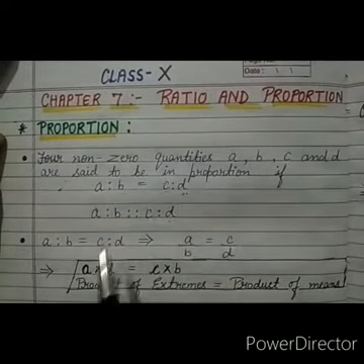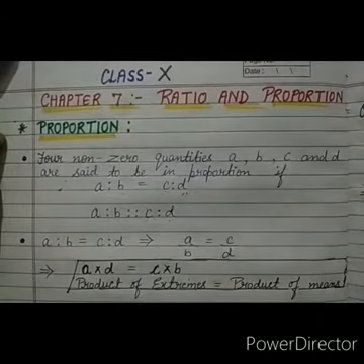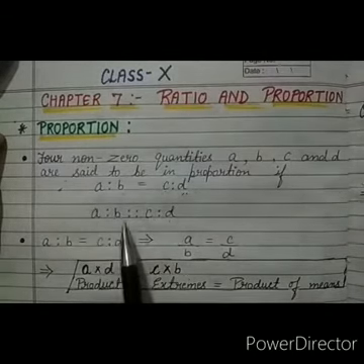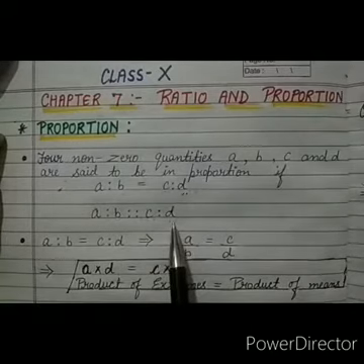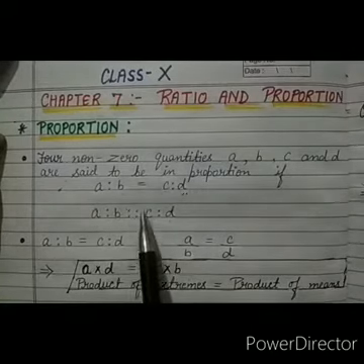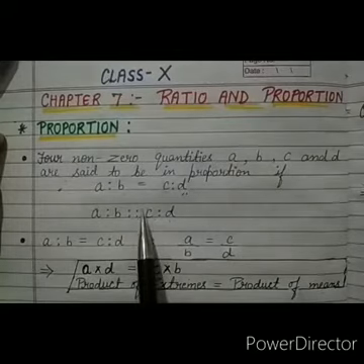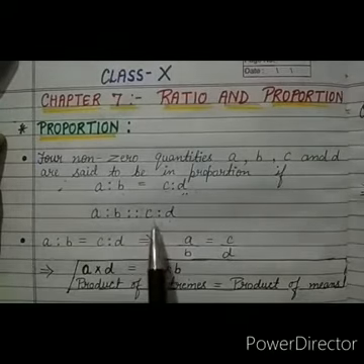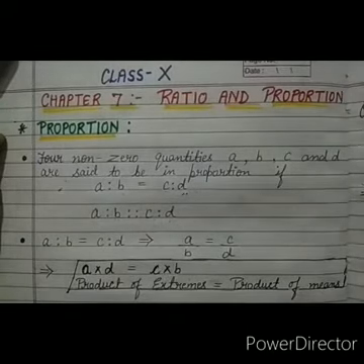And the proportion can be expressed as A is to B proportional to C is to D, where this is the sign of proportionality, and we can read it as A is to B as C is to D.